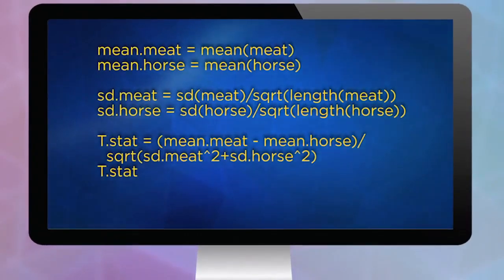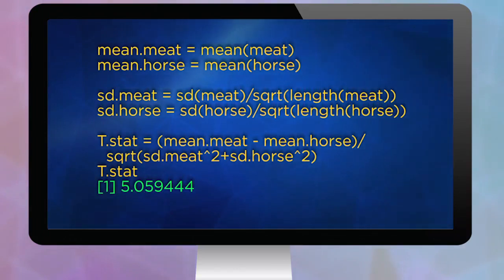Now, we can conduct a two-sample t-test by passing our second data sample into R's t.test function. But first, we can actually verify our test statistic in R. Here you see we've taken the mean and the standard deviation of meat meal and horse bean, and we've calculated our test statistic. So T statistic equals mean.meat minus mean.horse divided by the square root of the sum of their variances. The T statistic value that we get when we do that is 5.059.